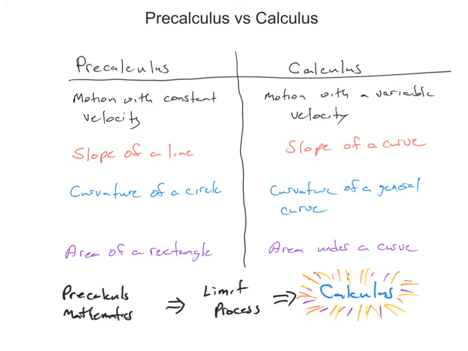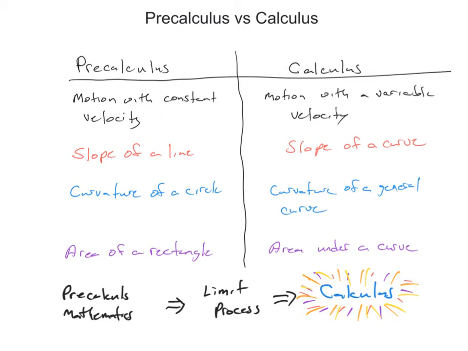Now let's take a look at comparing pre-calculus and calculus. First of all, one of the things that we looked at in pre-calculus is motion where you had a constant velocity. Last year I mentioned to you, if you started right now, drove 1 hour and went 60 miles, and I asked you what the speed was, you told me 60 miles per hour, which is a pre-calculus problem.